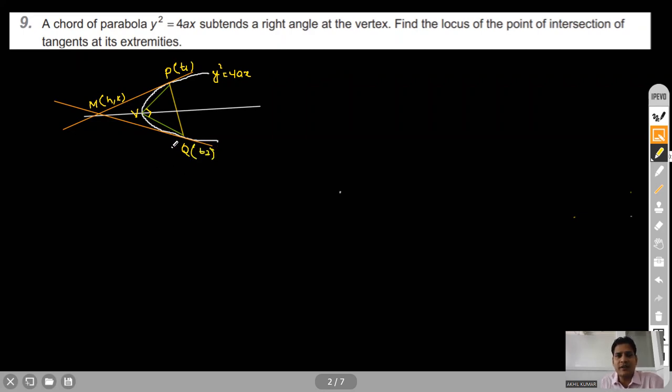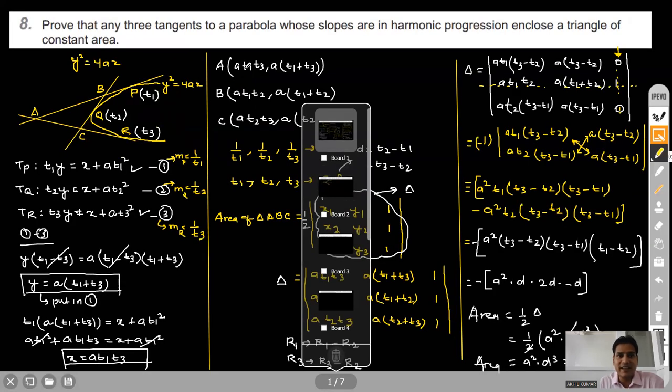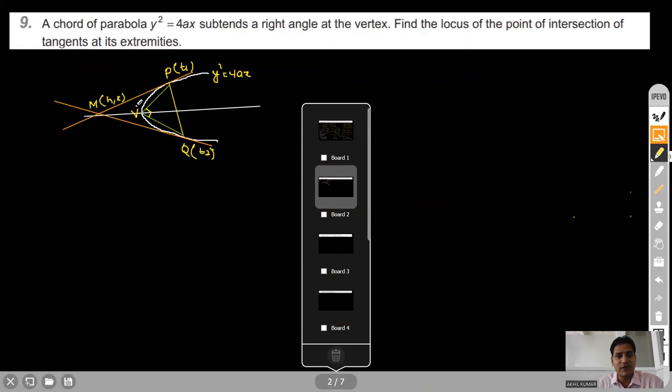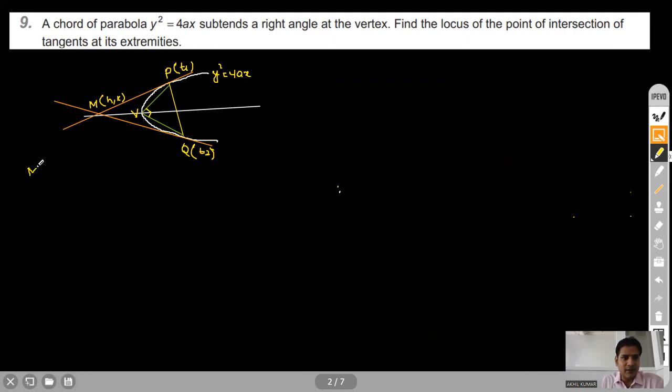In the last question, we have already seen the tangents at point P and point Q. When we draw tangents at point P and point Q, they intersect at (a t1 t2, a(t1 + t2)). This is what I am going to write here. So the coordinates of M will be a times t1 t2, comma, a times (t1 plus t2). This is representing our h and this is representing our k. So we got the coordinates of M.